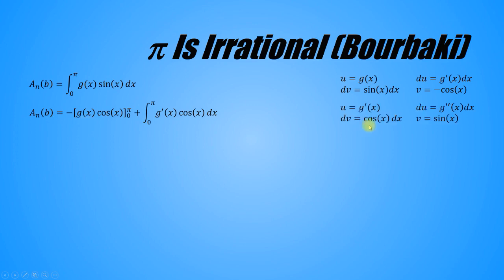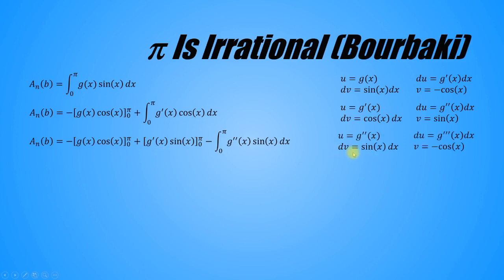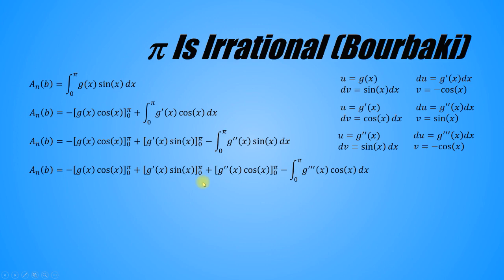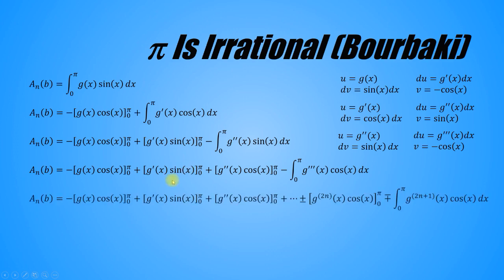Here's the next set of parts. And the next iteration. One more set of parts. And one more iteration. And notice that a pattern is developing. Even ordered derivatives of g are paired with cosines, like here and here. And odd ordered derivatives of g are paired with sines, like here. Extending this pattern until the last bracket contains the 2nth derivative of g, we get this expression here.